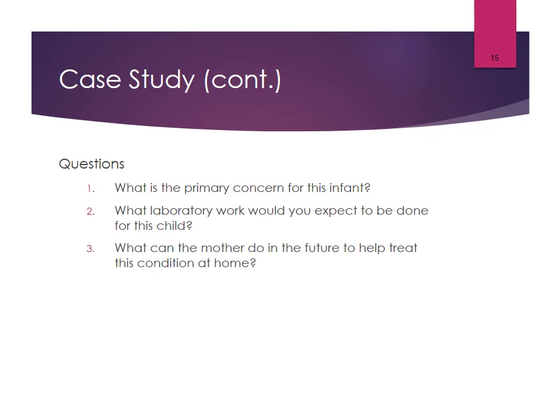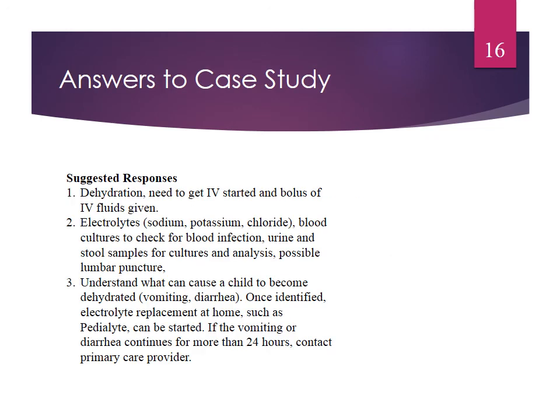So what are we going to do for him? He needs to get an IV started and a bolus of IV fluids given. We're going to replace his electrolytes, or at least check his electrolytes first, of sodium, potassium, and chloride. Take blood cultures to check for blood infection, urine and stool samples for cultures and analysis, and a possible lumbar puncture to rule out any other cause that may be the reason for his diarrhea.